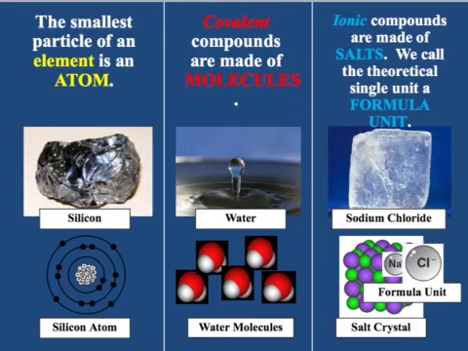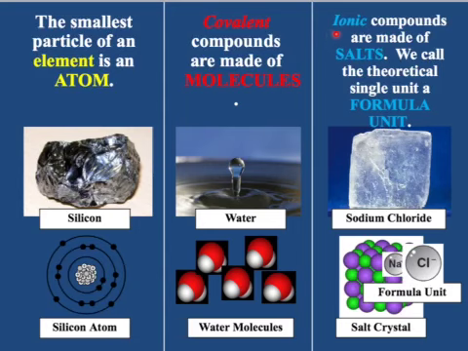Okay, so now let's look at atoms and molecules and ionic compounds. We kind of touched on this last class. So the smallest particle of an element, as you know, is an atom. The smallest particle of a covalent compound, remember in covalent compounds we are sharing our electrons, would be a molecule. So a molecule is the smallest part of a covalent compound.